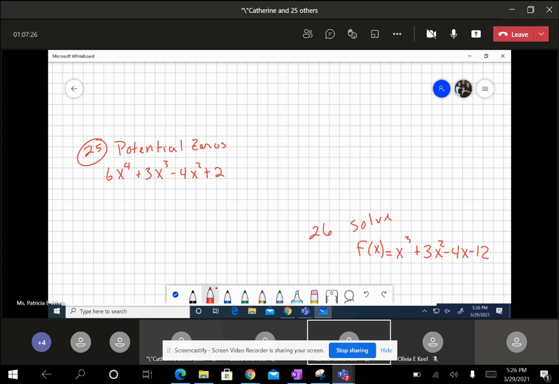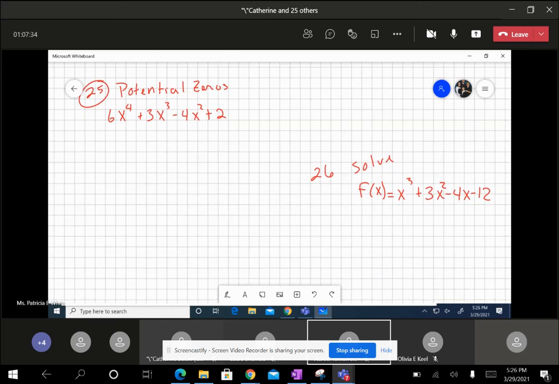How do I find all my potential rational solutions for this polynomial? Remember, I have to do P over Q. And who's P? Kind of backwards. My first one is Q, right? So I need 1 and 2 over all of the factors of 1, 2, 3, and 6.